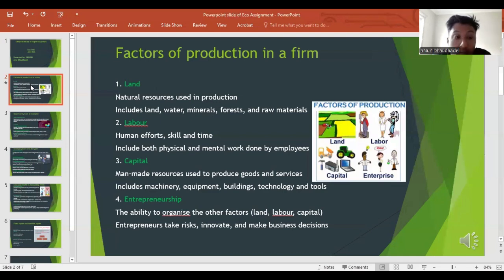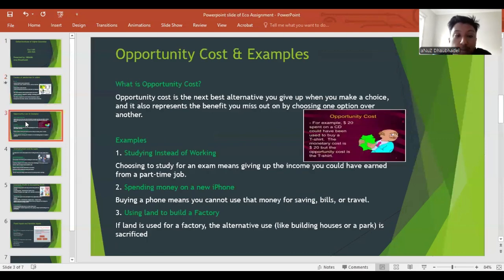So now I'm going to talk about the second question: opportunity cost and examples. What is opportunity cost? Opportunity cost is the next best alternative you give up when you make a choice. It also represents the benefit you miss out on by choosing one option over another. So the first example is studying instead of working. If you choose to study for an exam, you give up the income you could have earned from a part-time job. That income is the opportunity cost.